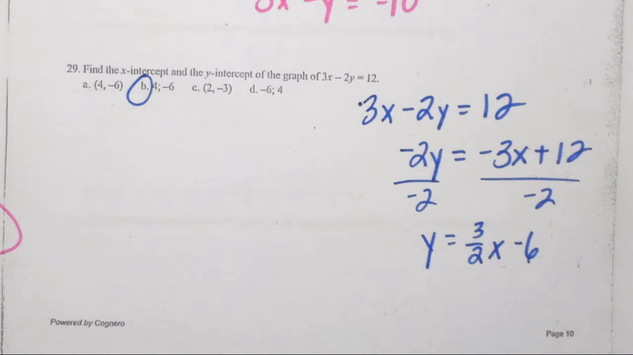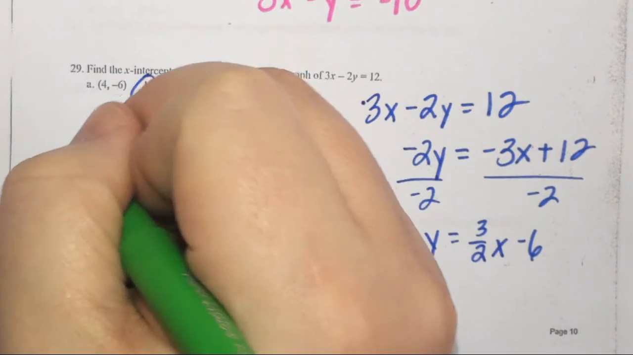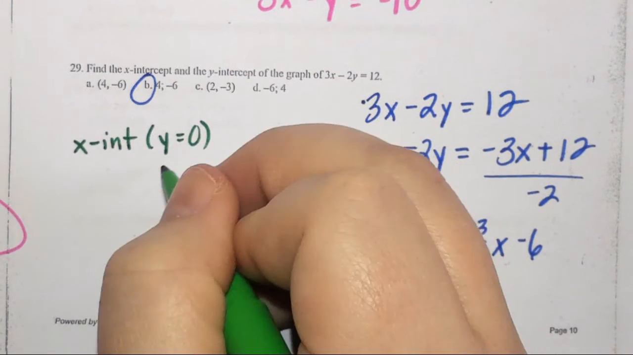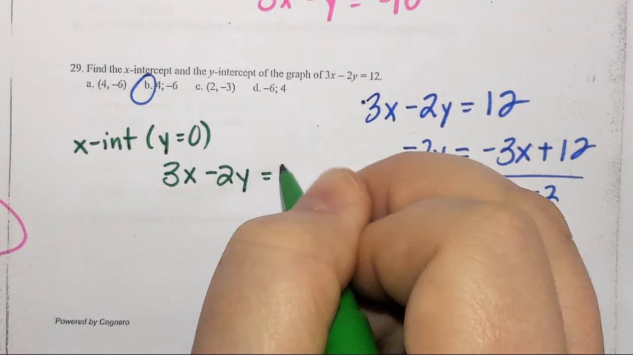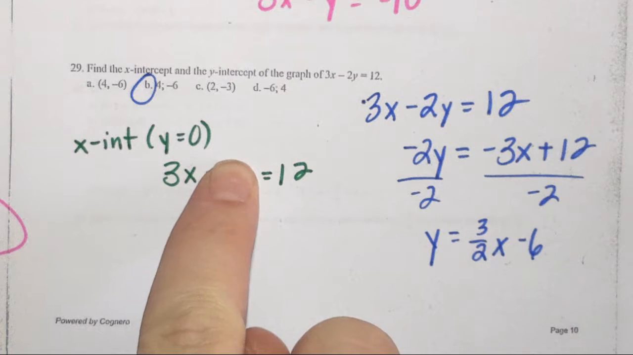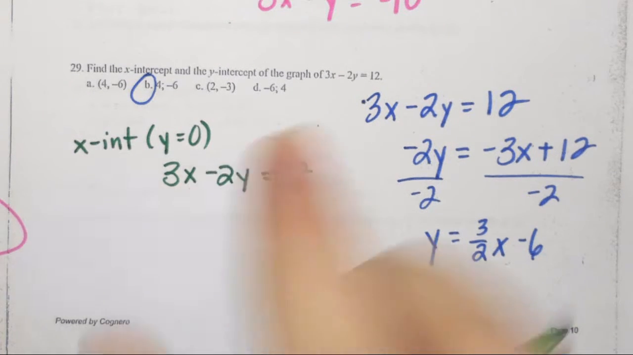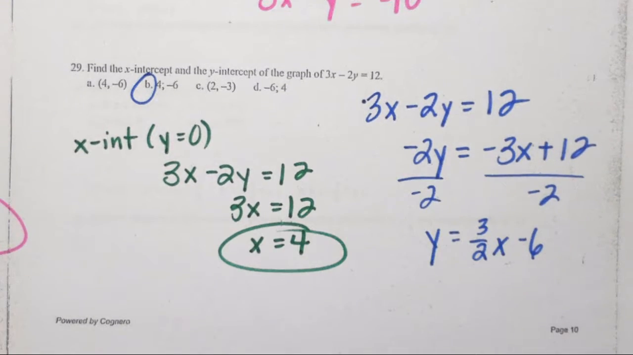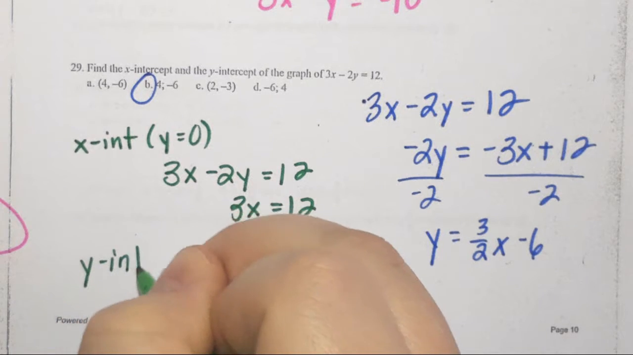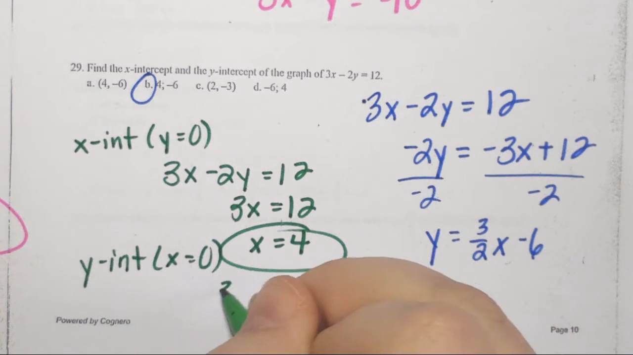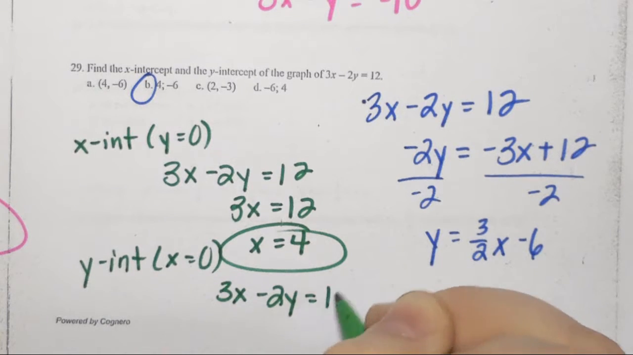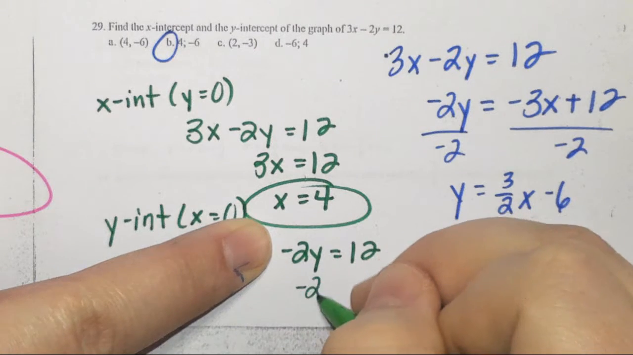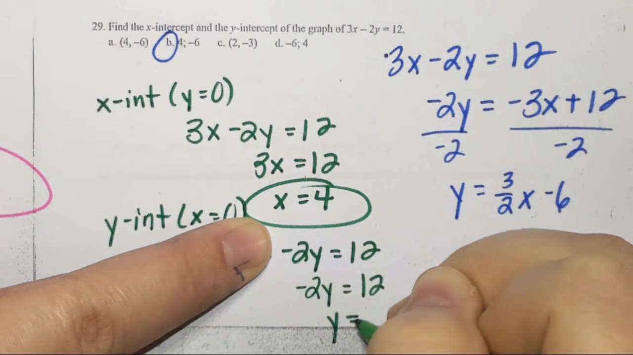Is there a faster way? Absolutely. An x-intercept happens when y is 0. So we had the equation 3x minus 2y equals 12. If I plug in a 0 for y, I'm going to have 3x equals 12, so x equals 4. My y-intercept happens when x equals 0, so same thing, I used to have 3x minus 2y equals 12. X is now 0, so I have negative 2y equals 12, so y equals negative 6.